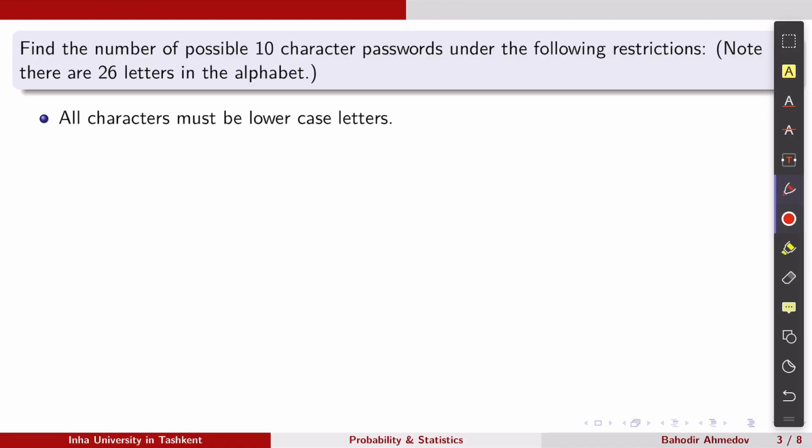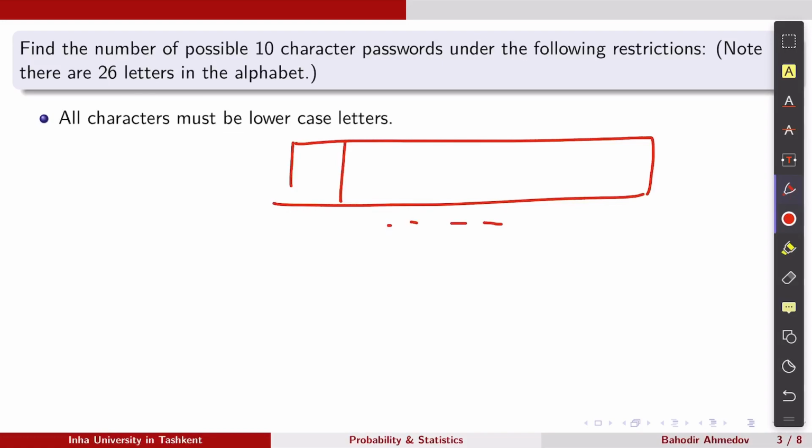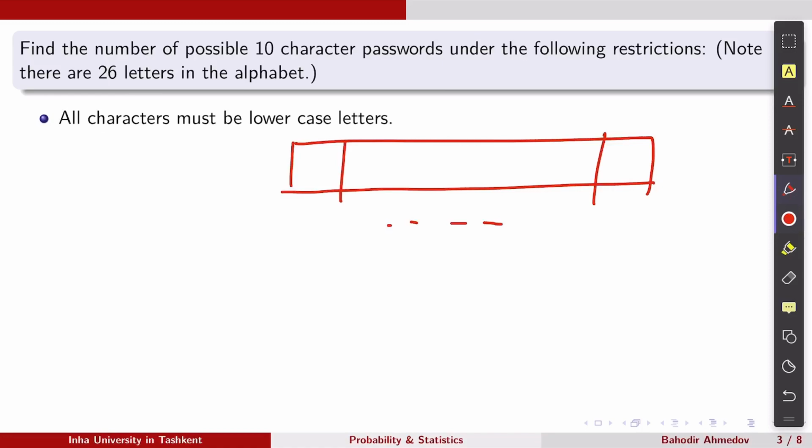So we just need to note that there are 26 letters in the alphabet. What we need to do is create the password which contains 10 characters. So it means that we need to create 10 boxes. It is given that in the first case, all characters must be lowercase letters. It means that there are 26 lowercase letters, right? A, B, C, D, E, and so on. Since this is a password, you can use the letters again and again, so there are possibilities to repeat one letter twice or even 3 times.